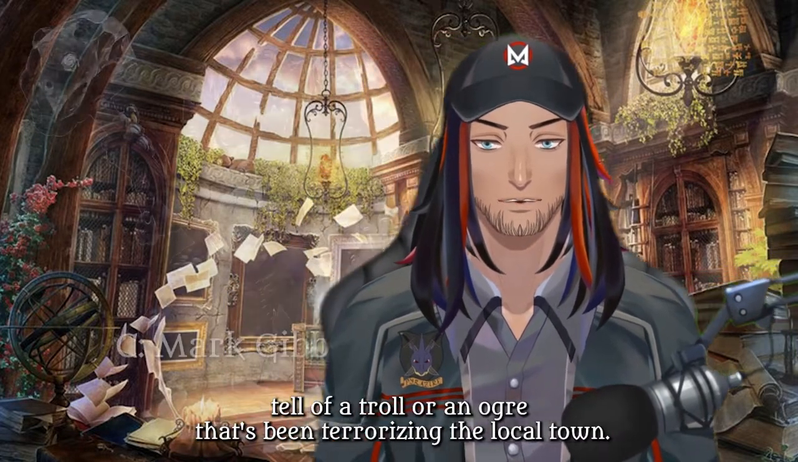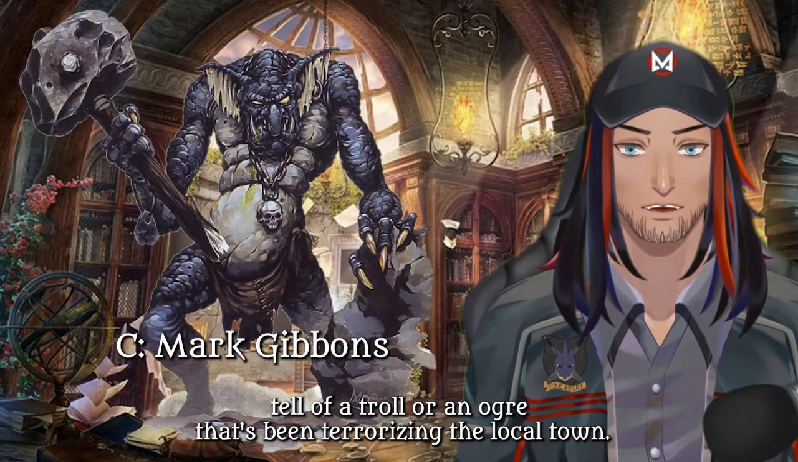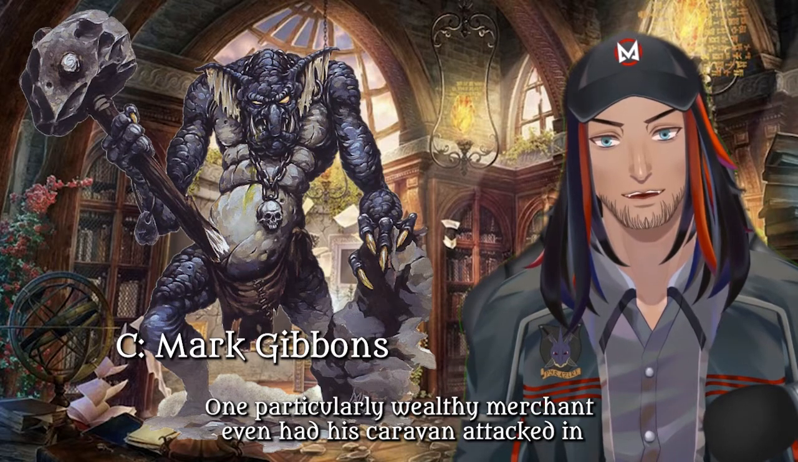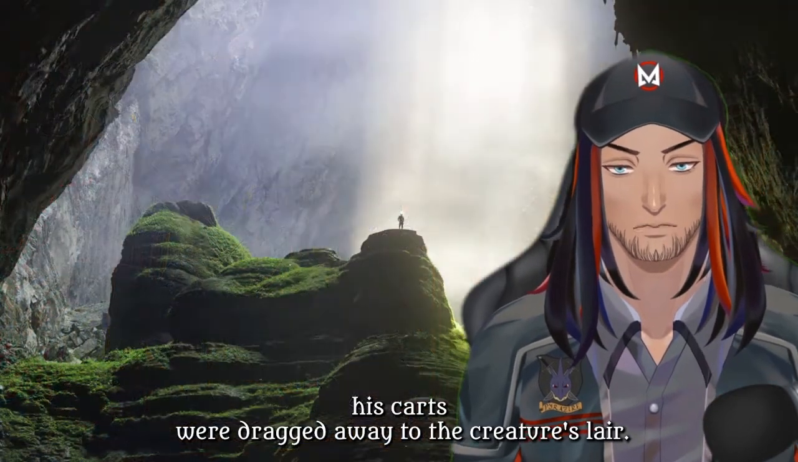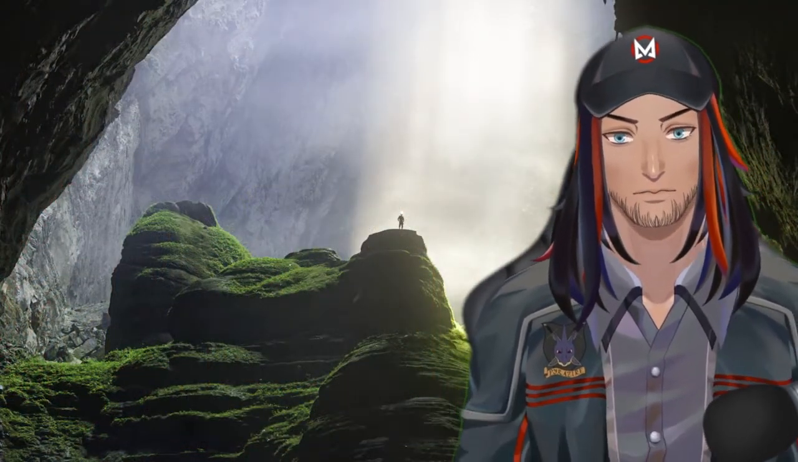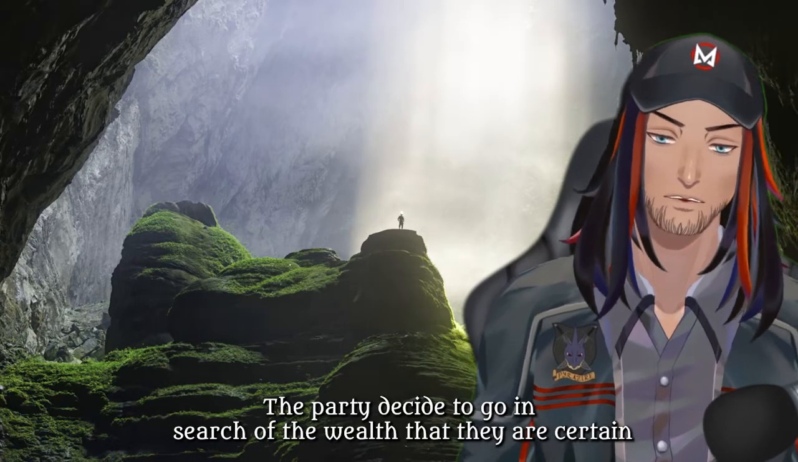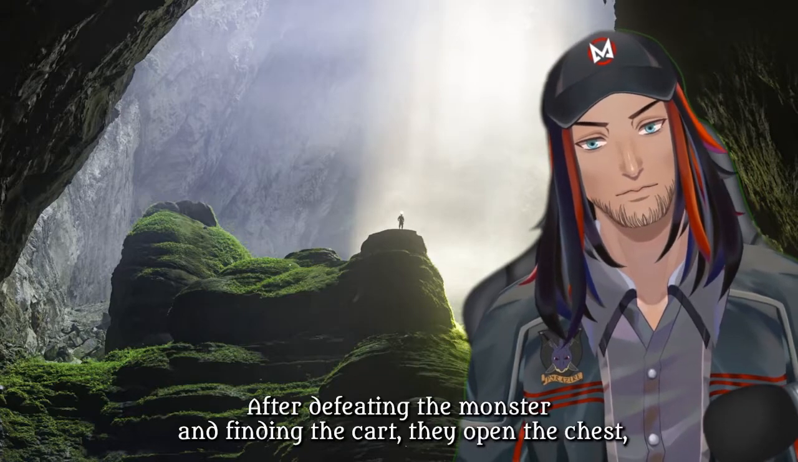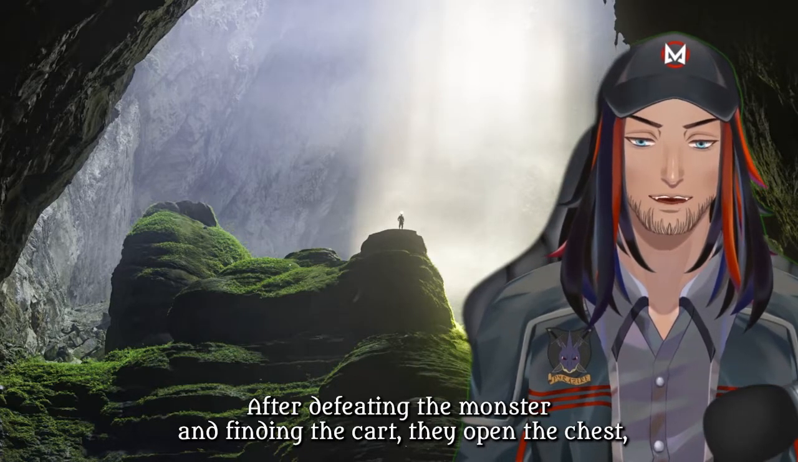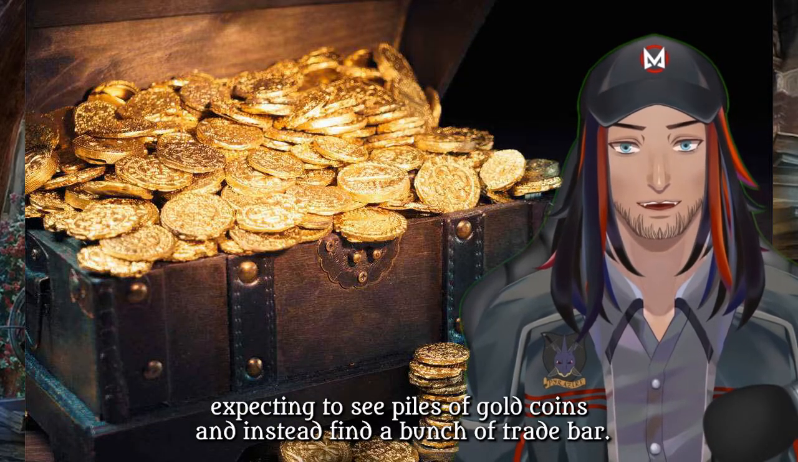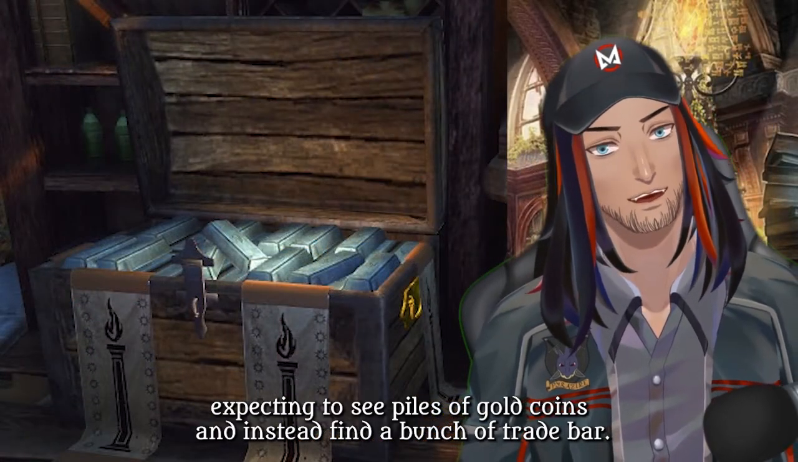The party has heard tell of a troll or an ogre that's been terrorizing the local town. One particularly wealthy merchant even had his caravan attacked and his carts were dragged away to the creature's lair. The party decide to go in search of the wealth that they are certain he had with him when he died. After defeating the monster and finding the cart, they open the chest expecting to see piles of gold coins, and instead find a bunch of trade bar.